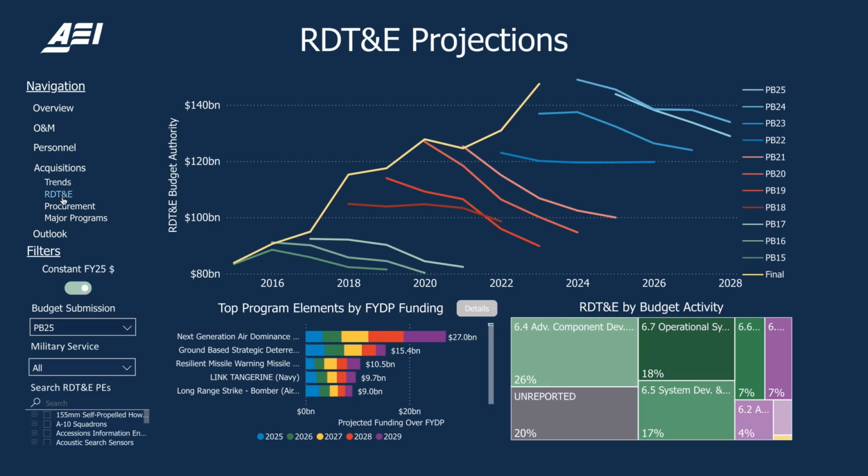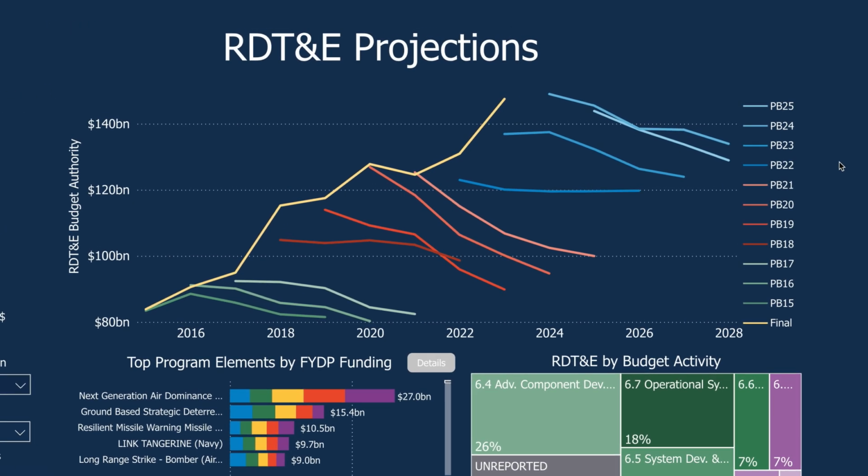If you go to the RDT&E page, that is Research, Development, Test, and Evaluation. The chart on the top here shows the 5-year projection of funding included in each budget request. The green lines are from the Obama administration budget request. Red lines are from the Trump administration. The blue lines are from the Biden administration. The yellow line shows the final enacted funding for each year.